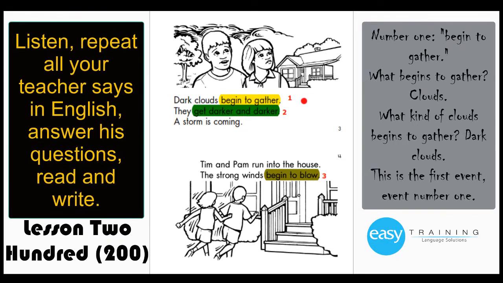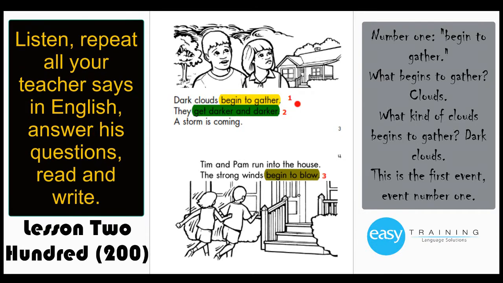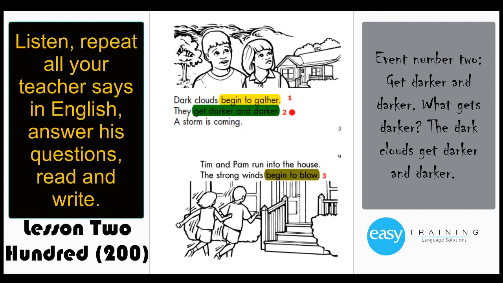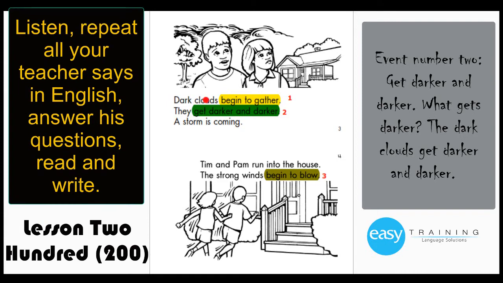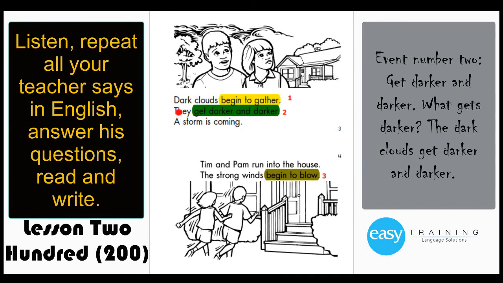Number 1, begin to gather. What begins to gather? Clouds. What kind of clouds begins to gather? Dark clouds. Dark clouds begin to gather. This is the first event, number 1. Event number 2. Get darker and darker. What gets darker? The dark clouds get darker and darker. They, esa palabra se refiere a dark clouds. They get darker and darker. This is event number 2.